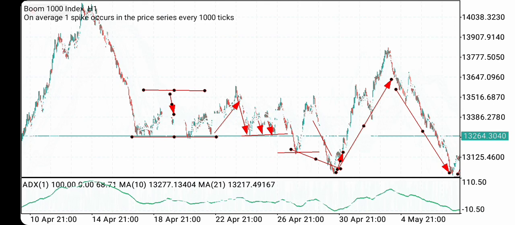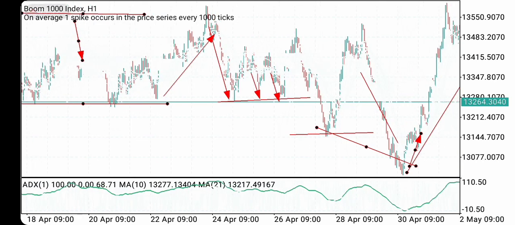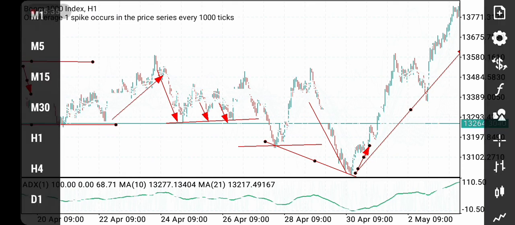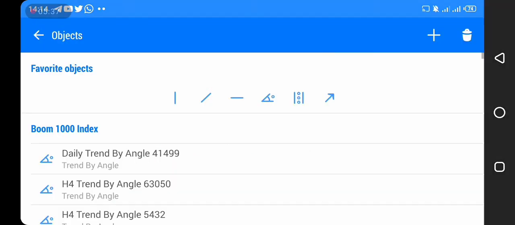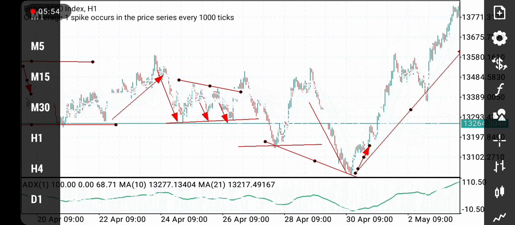We have different resistance on this chart. Every chart usually has different support and different resistance. It depends on how you are able to locate them. So this is another resistance there, meaning that you can simply take your order from that resistance as well.